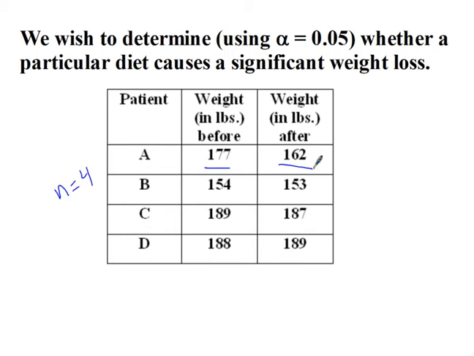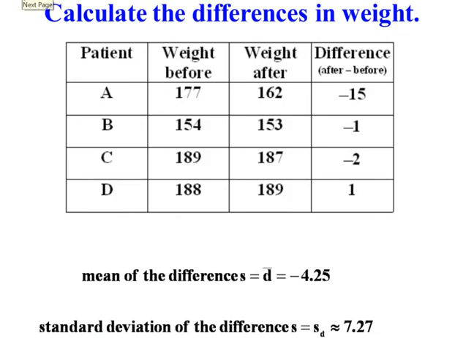Okay, B's weight before and after, C's weight before and after, D's weight before and after. I'm going to test whether or not this weight loss is effective at a level of significance of 5% or 0.05. So what I did is I added a third column for D. It doesn't really matter which way you subtract these, you just have to make sure you're consistent. If we're going after minus before, 162 subtract 177 gives me negative 15, negative 1, negative 2, and 1.